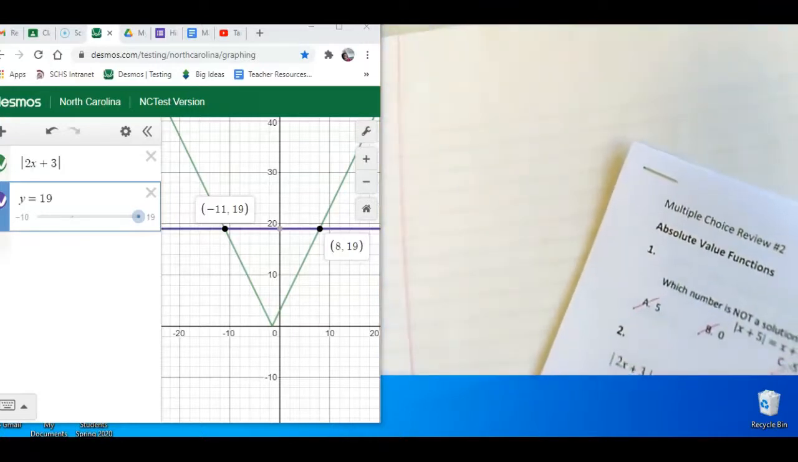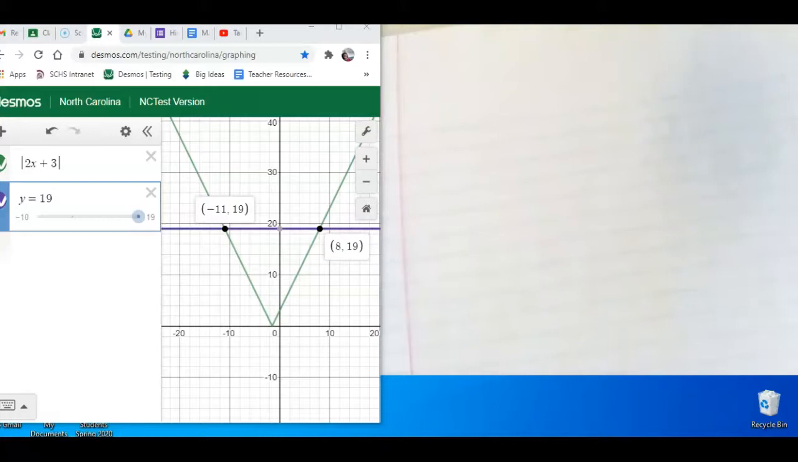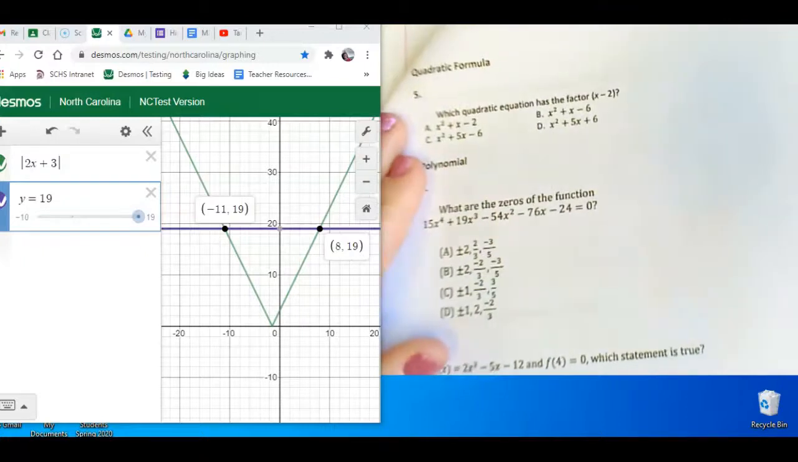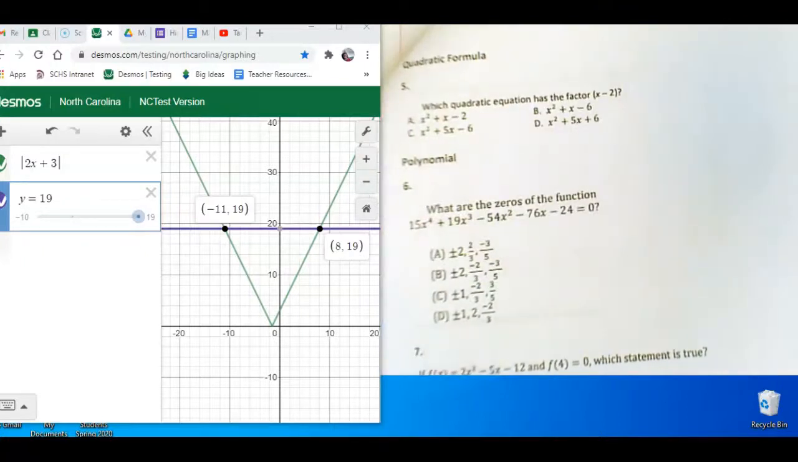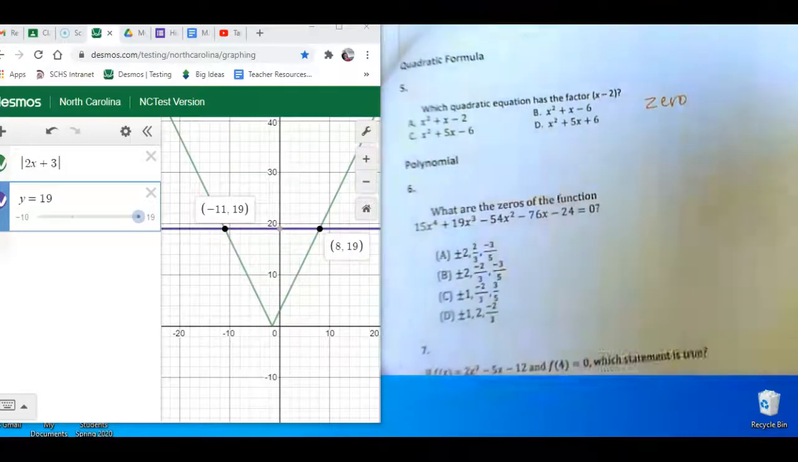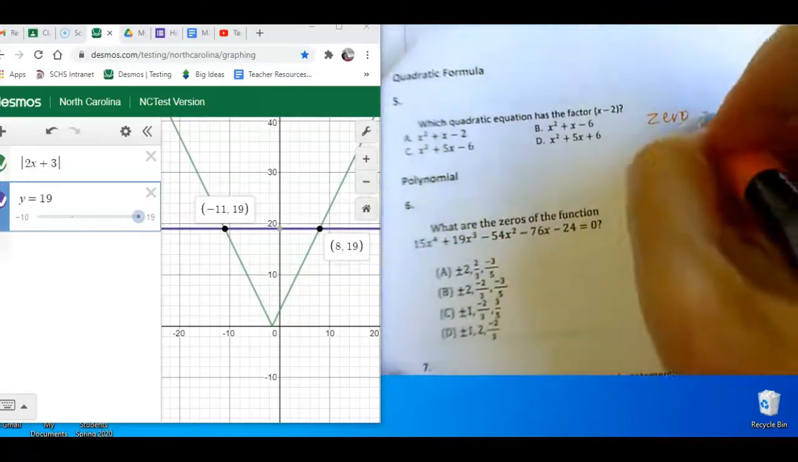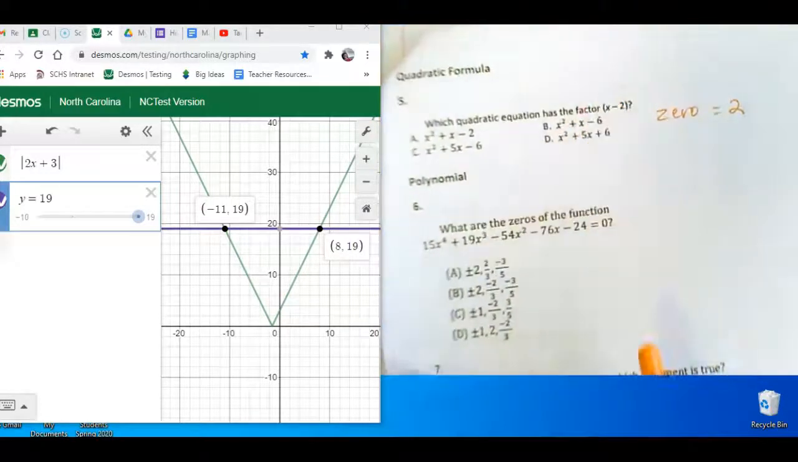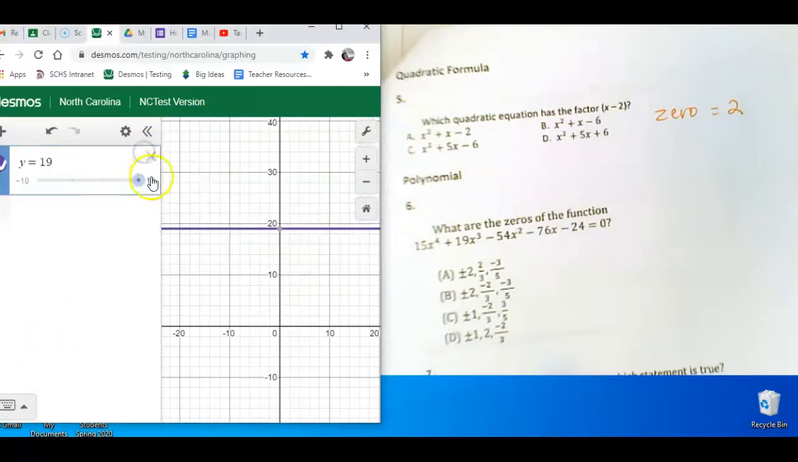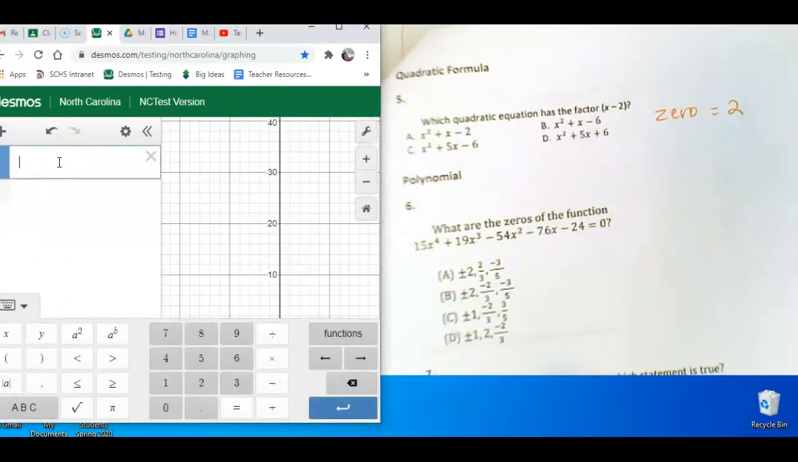Okay, let's look at number 5. Number 5 is a quadratic formula type of problem. I don't necessarily have to do the quadratic formula on it. It says, which quadratic equation has the factor x minus 2? What that means is that if I look at the graph, it must have a 0 at 2. It's the opposite of that sign. So I'm just going to graph these and see which one has a 0 at 2.